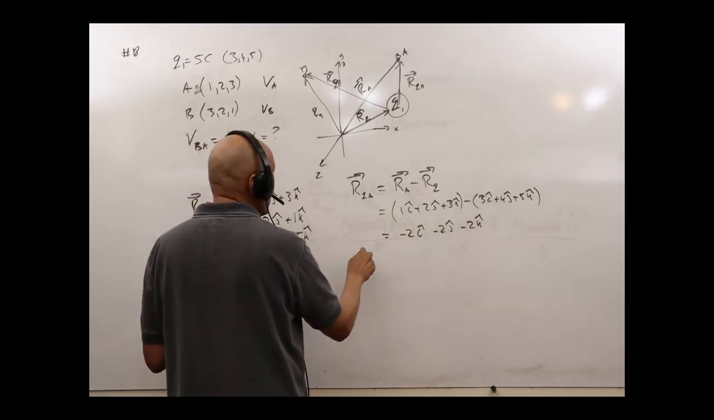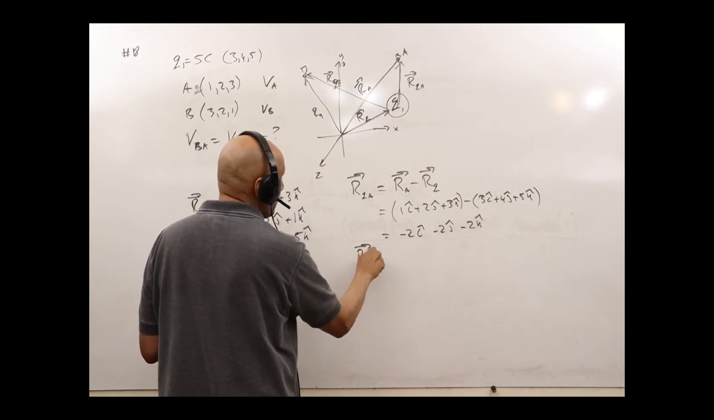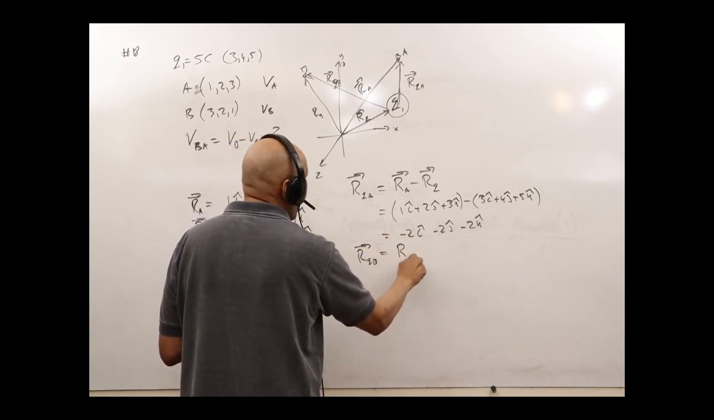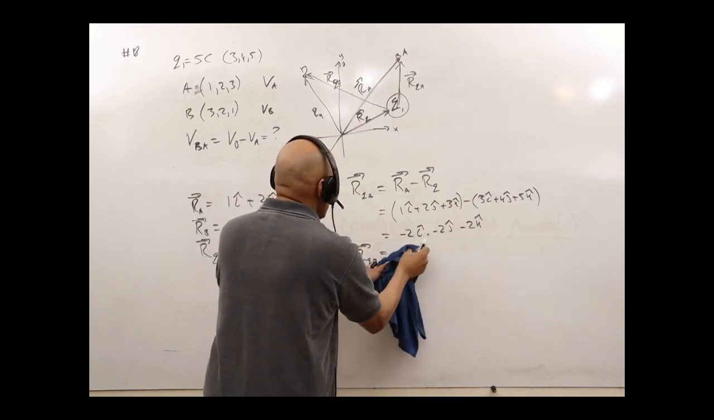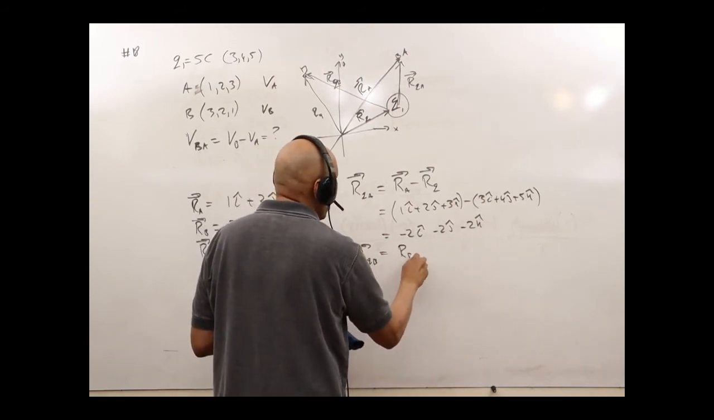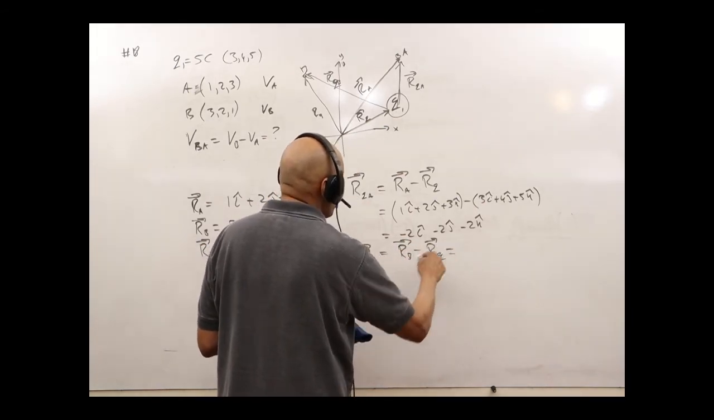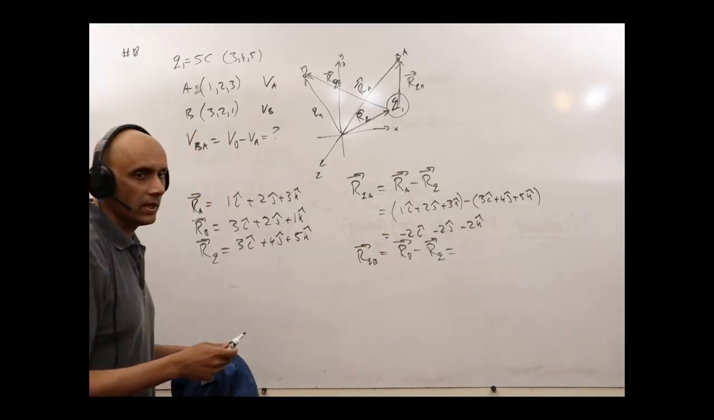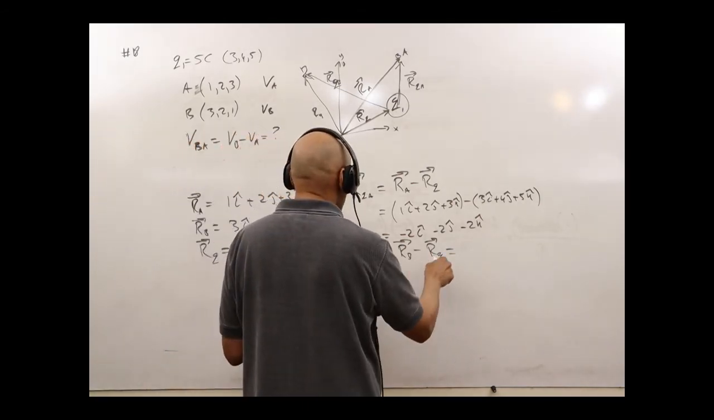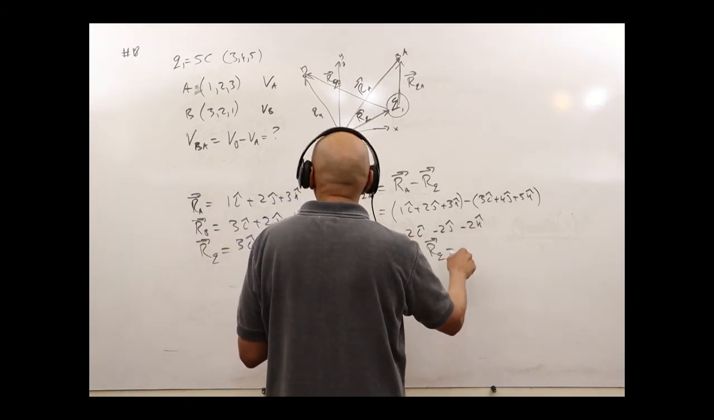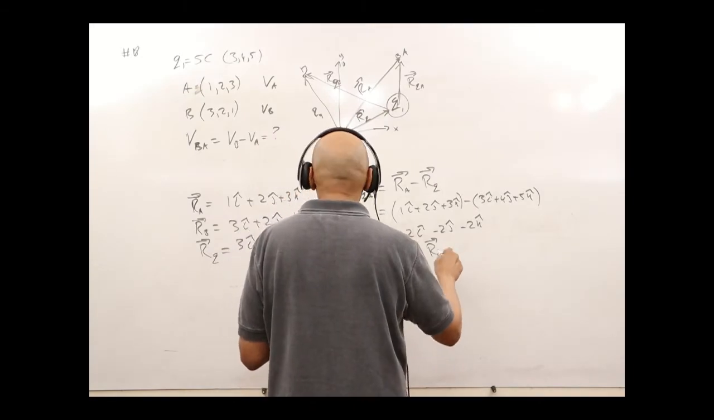Let's repeat the process for QB, the vector drawn from Q to B. That would be the RB vector minus the position vector of RQ. I'll stay in one line because I'm running out of space and I don't want to erase things. RB happens to be 3i.